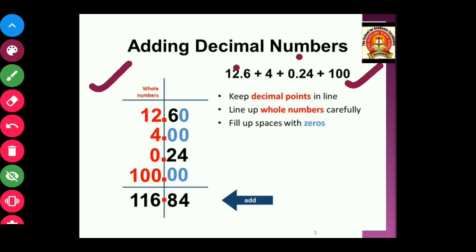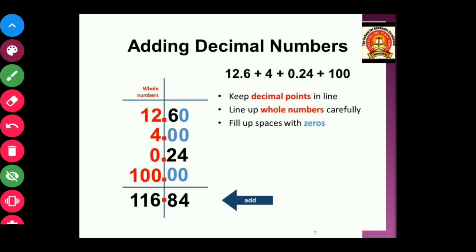So you need to ensure that whenever you are going to sum up decimal numbers, first find out the maximum number of decimal places in the given numbers. After ensuring that, you can do it. So 12.6, and here I have added 1 zero. Then 4 you can write as 4.00 here. Then 0.24, which is as it is given, and 100 you can write as 100.00. Zeros to the right-hand side of the decimal don't change the value, so you can give as many zeros as required to do the addition easily.